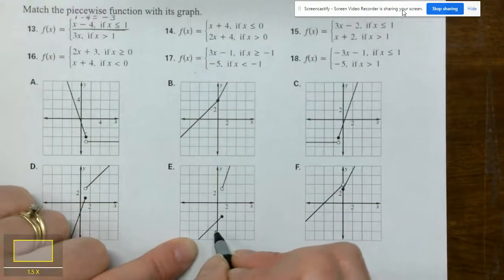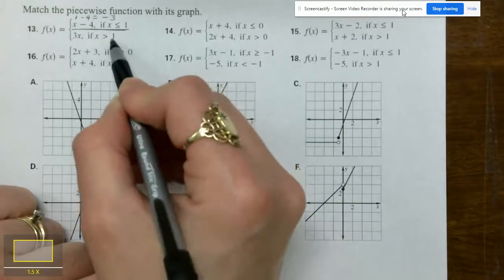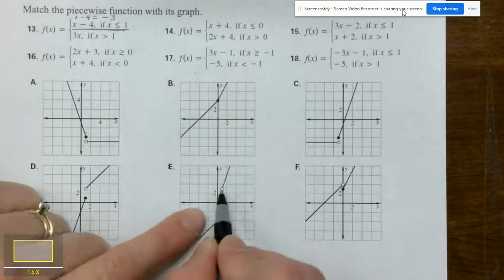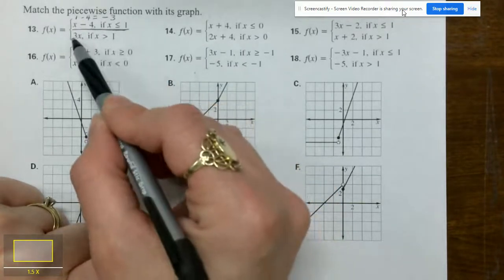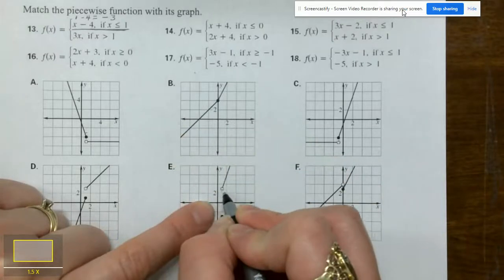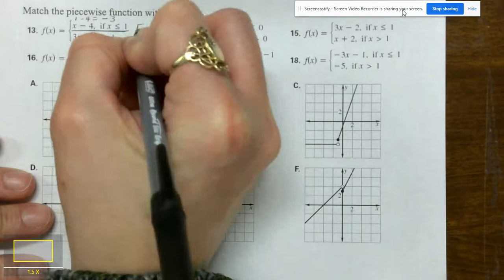Now let's just check and make sure that the rest of it's right. So if it's greater than 1, this should be an open circle. I've got an open circle on 1. And if I fill in 1 here, 3 times 1 is 3, and that is at the point 3. So it is choice E. So my answer for 13 is E.